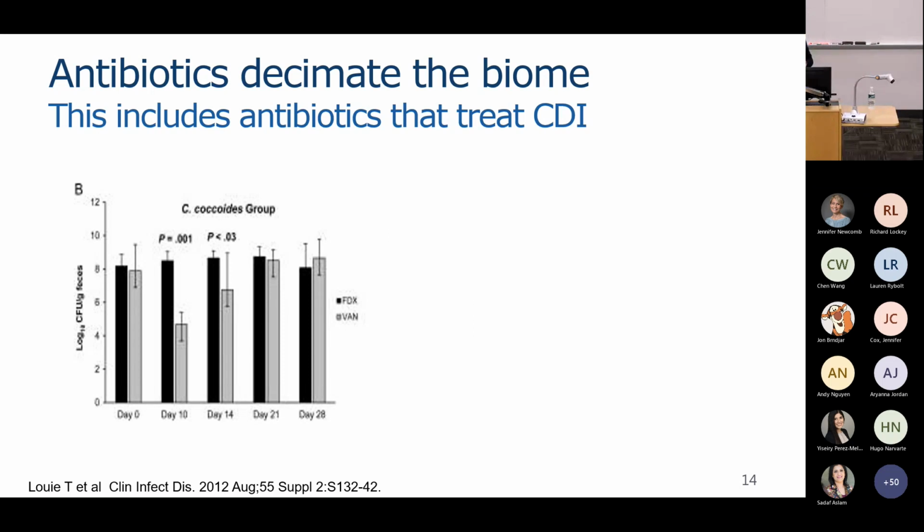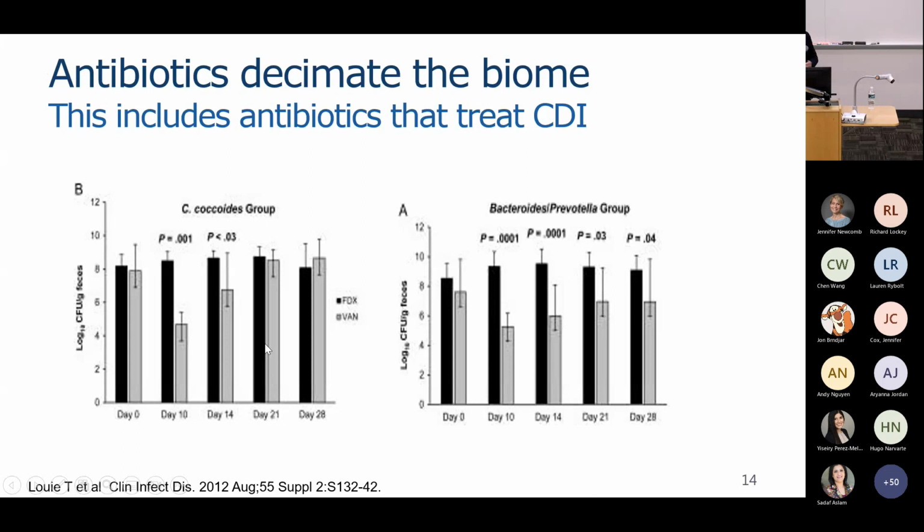It's a gram-positive antibiotic. And so this is a study by Tom Louis that was published a few years ago, looking at what happens to some of the normal flora considered to be very important biome members after 10 days of vancomycin. Even more interestingly, how long does it take to restore them? And so what he found here, and the comparison was with fidaxomicin, but look at the gray columns. What he found was that after 10 days of vancomycin, you decimate about 50% of your Clostridia that are part of your normal flora.